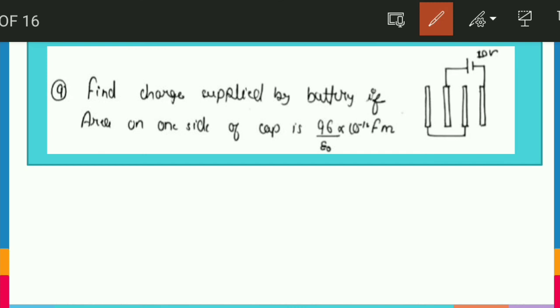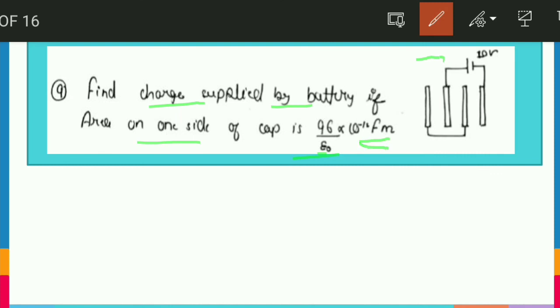So let's find what we have to find. It says find the charge supplied by the battery. This was our battery, and the area of the capacitor is this much. Actually the area is given very smartly so that the maximum value gets cancelled out in the division, and the unit you can see is farad meter.